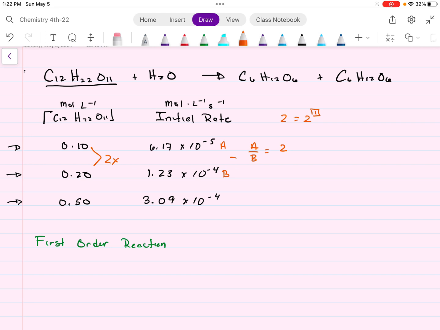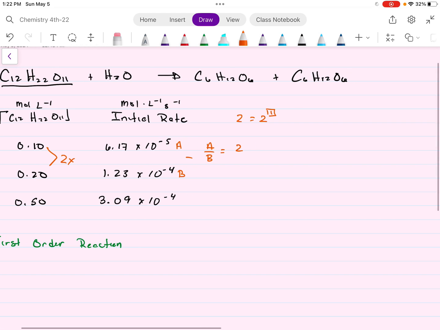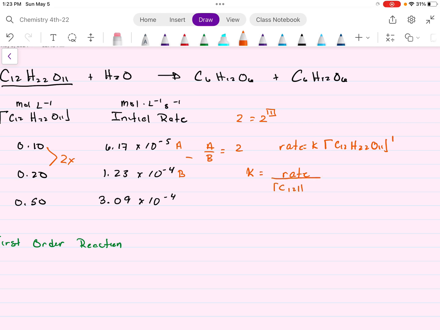Because it's a 1-to-1. So if I was to write the rate for this reaction, it would be rate equals k times the concentration of sucrose raised to the 1. Now, if I was solving this to find the rate constant, then the rate constant would be the rate of the reaction divided by the initial concentration of the reactant to the first order. Okay, so that's what that means. I just want to make sure that was clear.